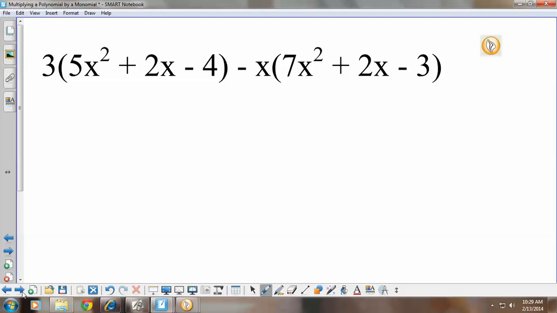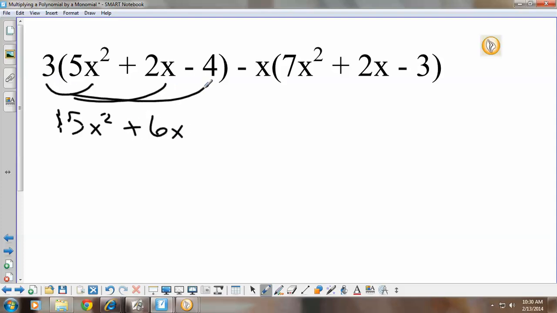Now in this case, we have two separate expressions to simplify, am I right? Through the first parenthesis, what are we going to distribute? 3. So let's do that first. Let's distribute the 3 through the first parenthesis. So 3 times 5x squared is 15x squared. 3 times 2x is 6x, and 3 times negative 4 is negative 12.